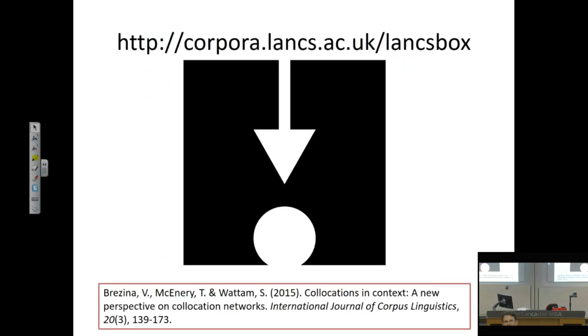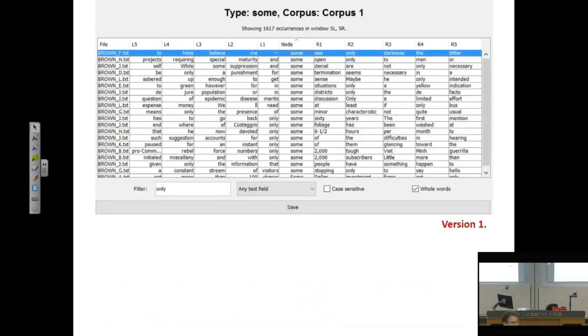Yeah, a lesson learned from our development of the Langsbox tool. You probably haven't seen this because this was version 1 of the tool some time ago when we presented the data, and this is a concordance table. Right? And I think it suffered from the same problems as our original table that I showed you before. Right? All the data was there.